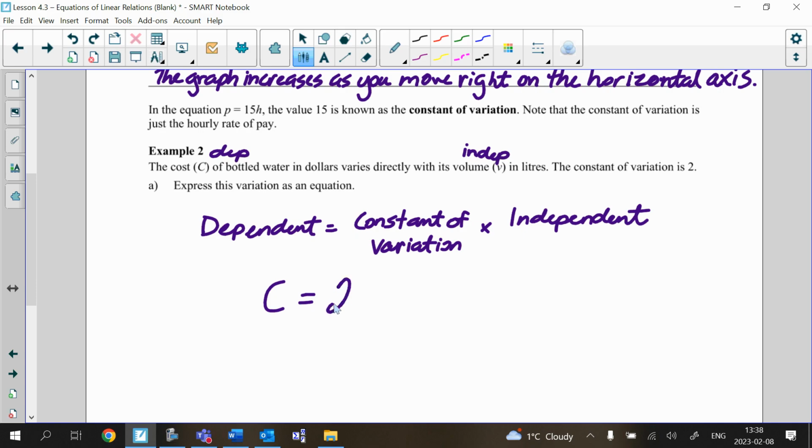What do you think the 2 represents? Cost equals 2 times volume. What do you think the 2 represents? Yeah, that's one. Or the cost is like, say, $2. The cost for a bottle of water is $2, or say the cost if this was 1 liter would be $2. If it's 2 liters, it would be $4. So it'd be the cost of 1 unit of water.